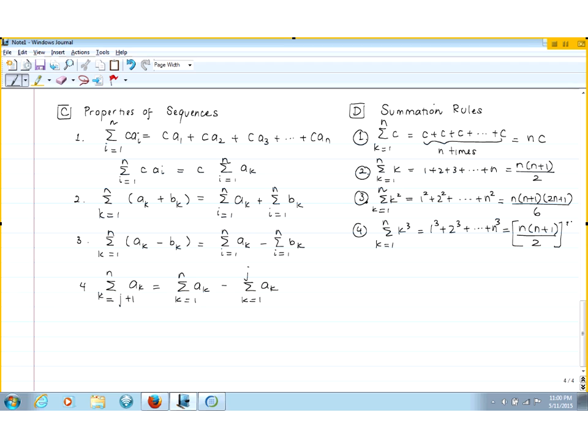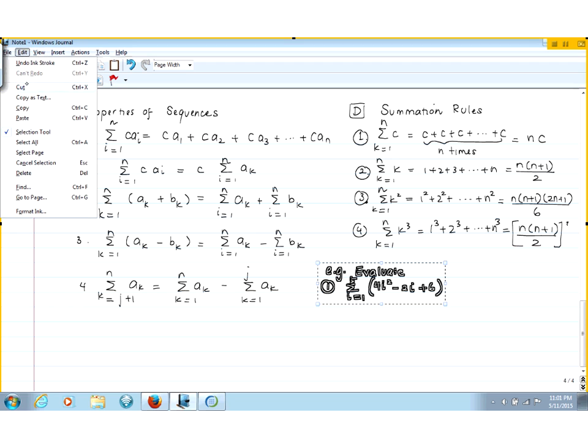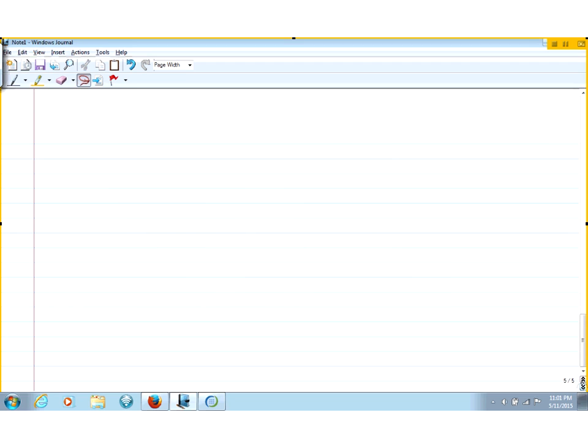What about if I have these? So for example, evaluate. Alright, so number 1, sigma i goes from 1 through 5 of 4i squared minus 2i plus 6. Maybe let me do it on a different page. So let me copy this and then start it on a different page.